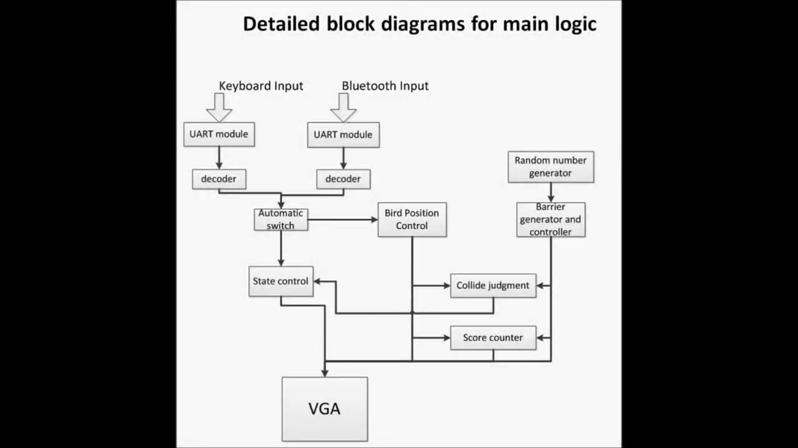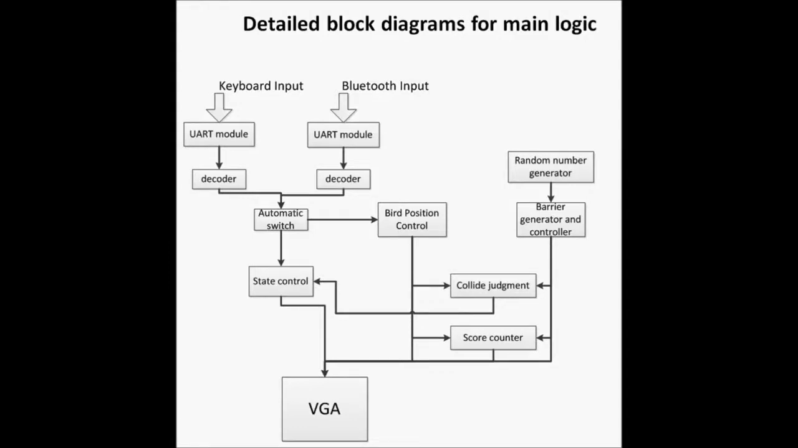So for the detailed block diagram of the main logic, there are 2 inputs, keyboard and Bluetooth. They are connected to the main module by 2 UART modules. When they go into the main logic, they will be decoded to one-hot code, so they can be identified by functions in the main logic more conveniently. Then they will go through an automatic switch, so if you connect a Bluetooth device, the keyboard input will be blocked. It is also useful for the multiplayer function.